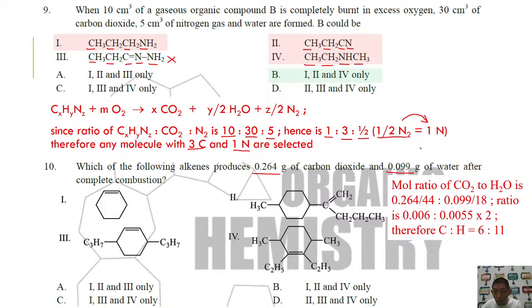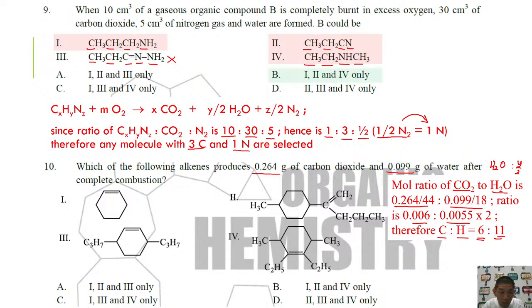Okay, so in here, mole ratio of the carbon dioxide to water, so you divide by their mass. So 0.264 divided by 44 to 0.99 divided by 18. So you get 0.006 to 0.055. Since stoichiometrically, H2O is to 2 H, the hydrogen is 0.055 times 2. So therefore, the ratio of the carbon to hydrogen will be 6 to 11. So as long as inside options 1, 2, 3, 4 the ratio is 6 to 11 in terms of empirical formula, then it will be your answer.